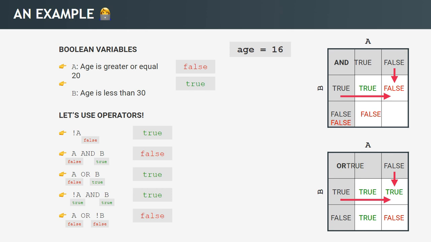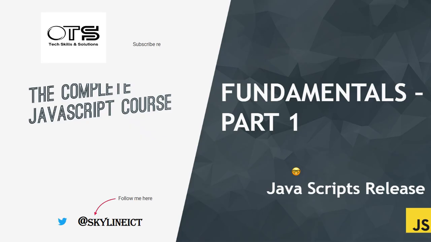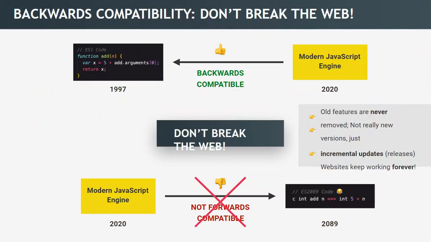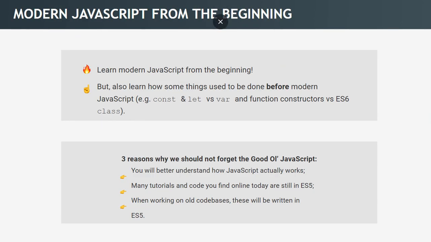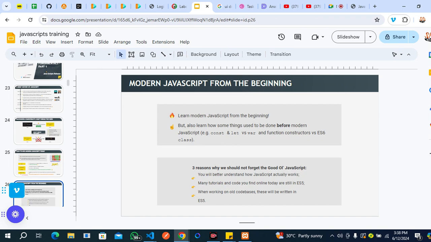Now, if not A and B, right? If not A, that means A is false and B is true. So let's put this into practical so that we are going to see how to go about that.